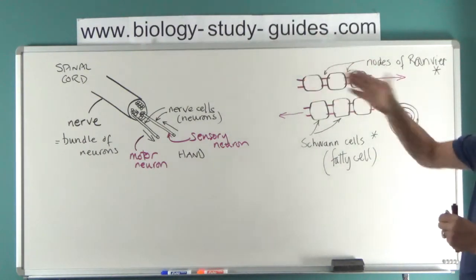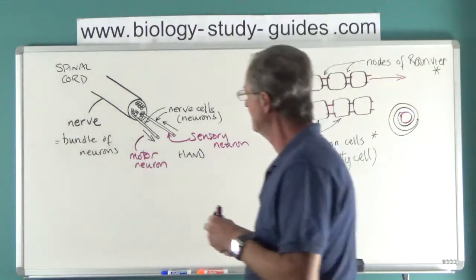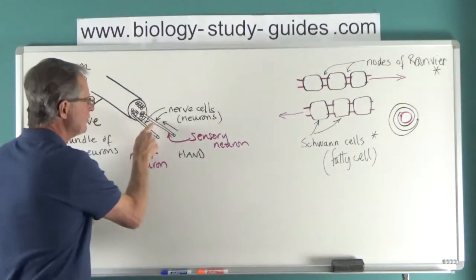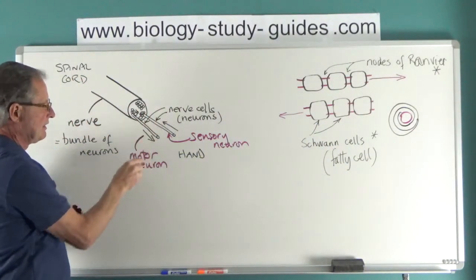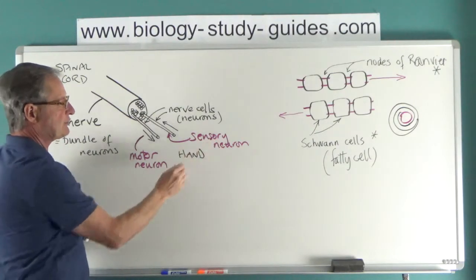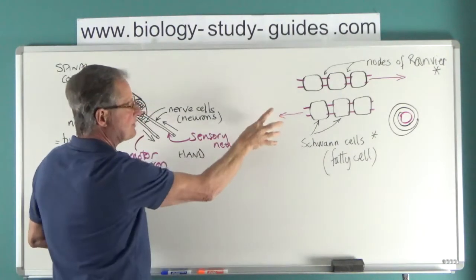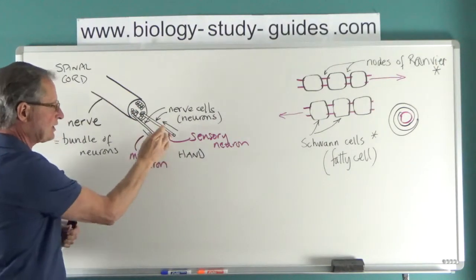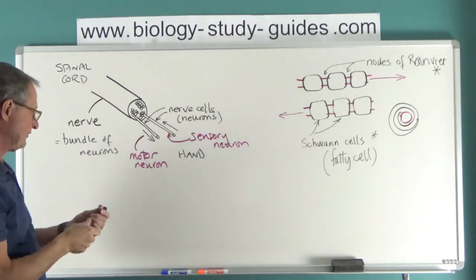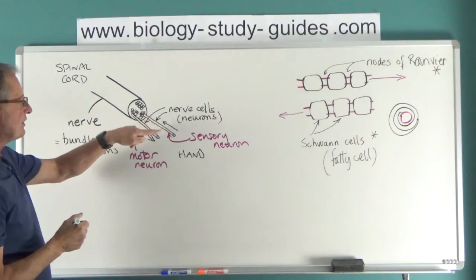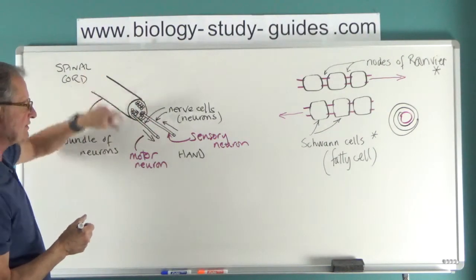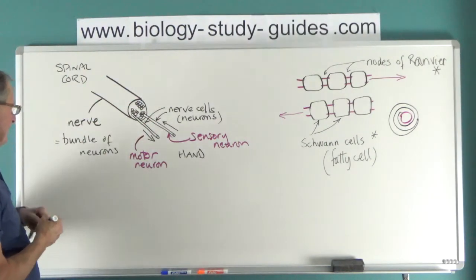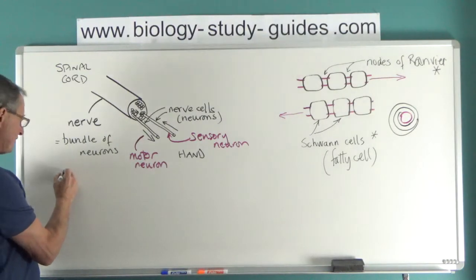So if we can just go back to this, these long fibers here, whether it's a motor neuron or a sensory neuron, they're covered with these Schwann cells, which prevent these cells from communicating with each other. Cells, or nerves, that have these kinds of cells and those kinds of protective features are called mixed nerves.